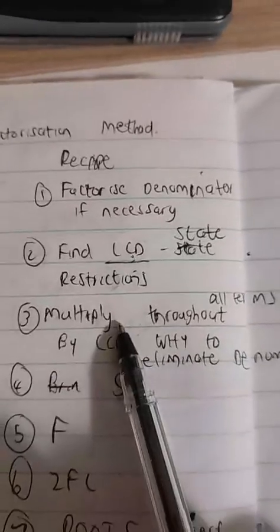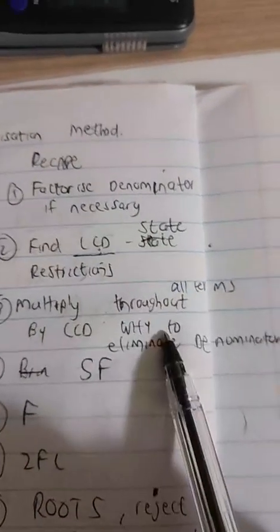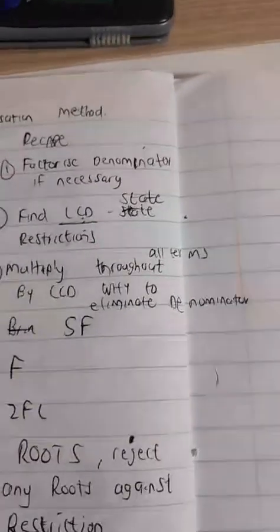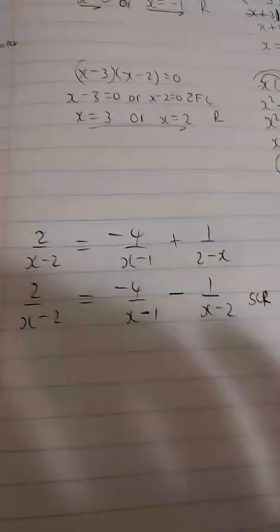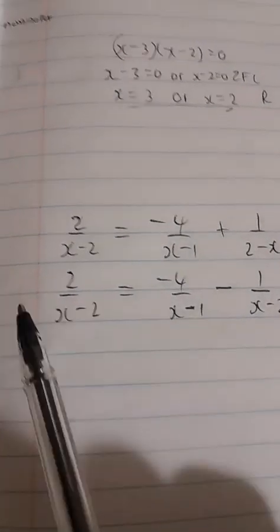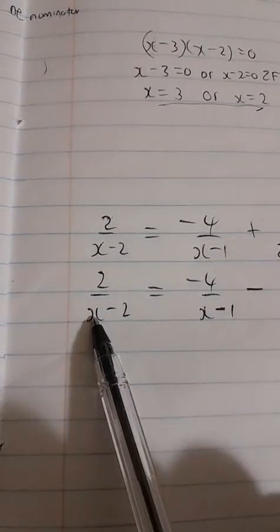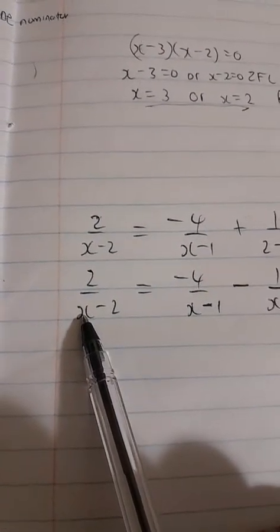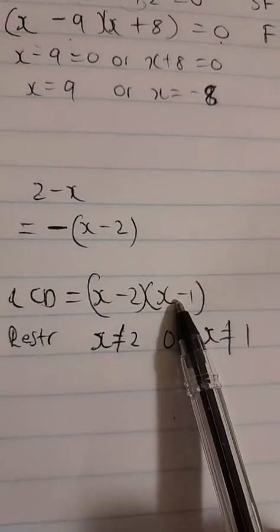Let's move to step number 2. What does step number 2 say? Multiply all terms by the LCD. Why? To eliminate the denominator. Remember, if we are going to multiply, let's say, this first fraction by the LCD, what is the LCD? We have x minus 2 and x minus 1.